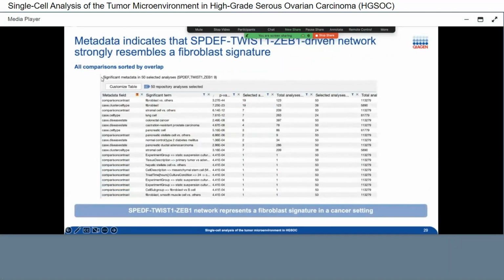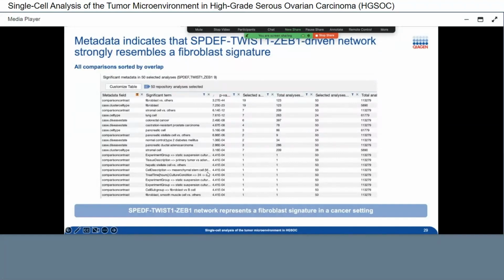This is click on evaluation of metadata, and you can see what is the most important of these 200 analyses that I've selected here. What is the most representation? Well, you can tell it's all about fibroblast. It's all about stromal cells. Fibroblast is a stromal cell. It's always in cancer situations.